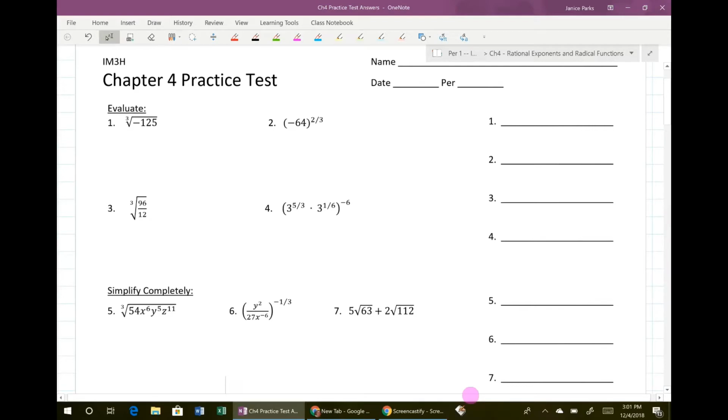I'm going over the Chapter 4 practice test so you can understand how to do these problems. For number 1, you're just taking the cube root of negative 125, which is negative 5. It's pretty straightforward. For number 2, you're taking the cube root of negative 64 and then squaring that. So the cube root of negative 64 is negative 4, and you're going to square that, so you're going to get positive 16. For number 3, you're going to reduce 12 into 96 first.